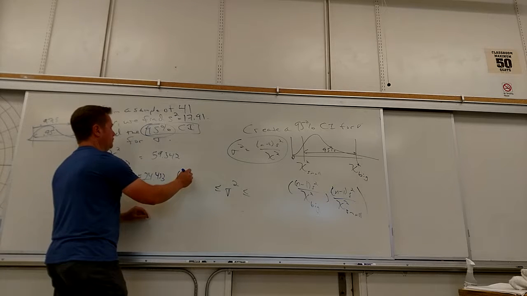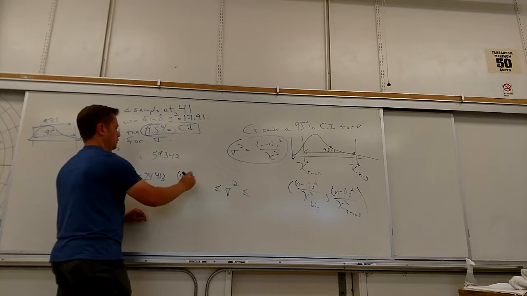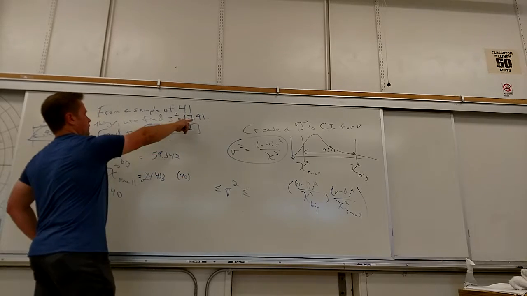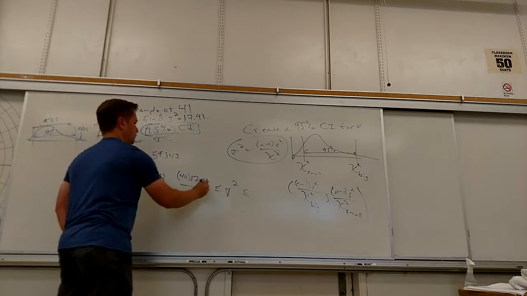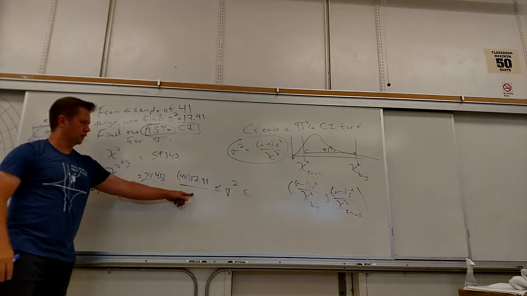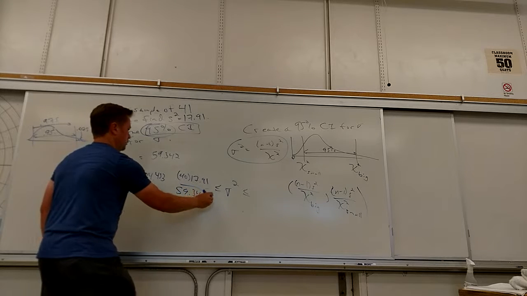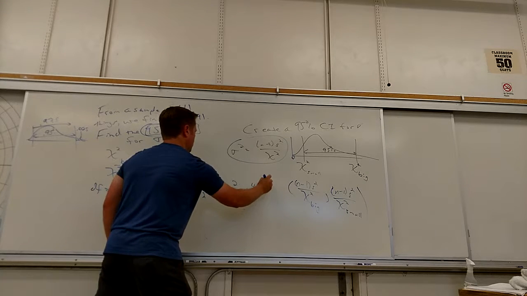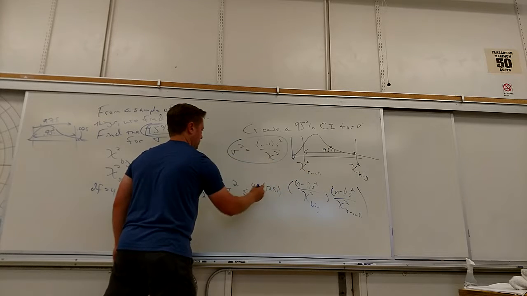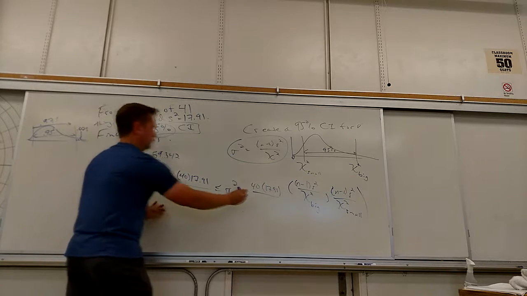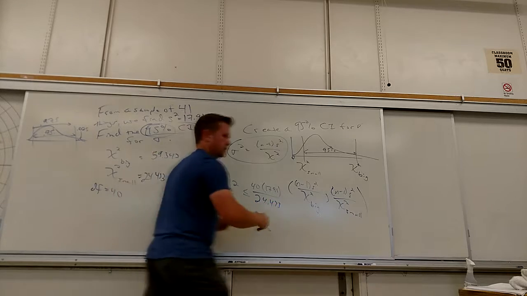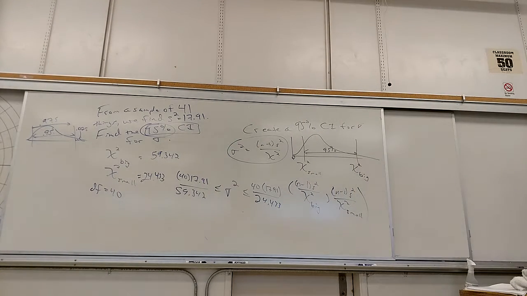So this is going to be n minus 1, 40, times s squared, and of course we calculated s squared, 17.91, divided by chi-square big, which is 59.342. This side is going to be the same top, and then chi-square small, 24.433. So let's see, what do we get when we calculate all that? Let's see, there it is.